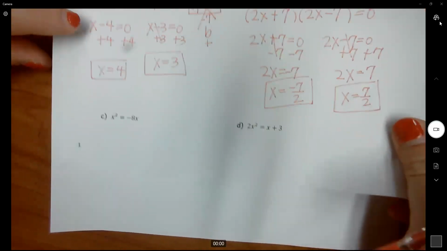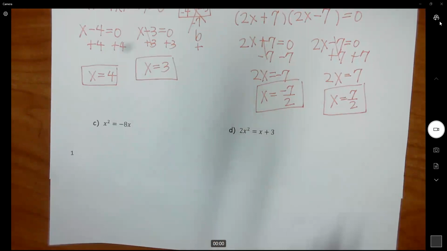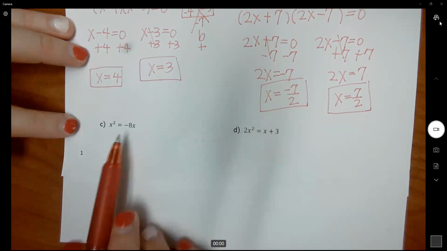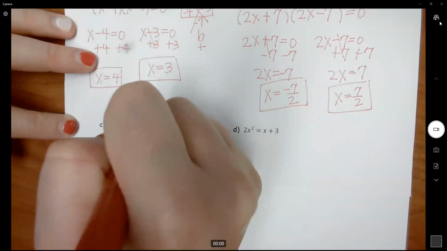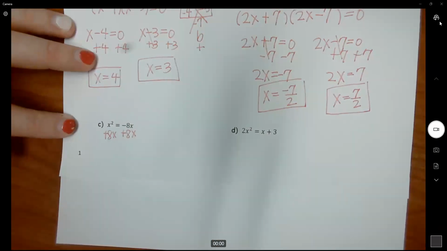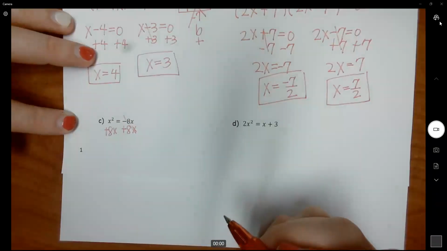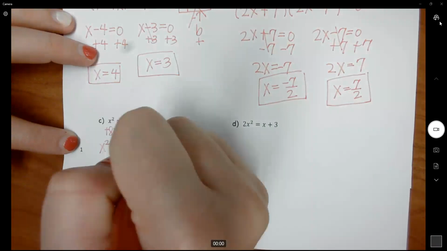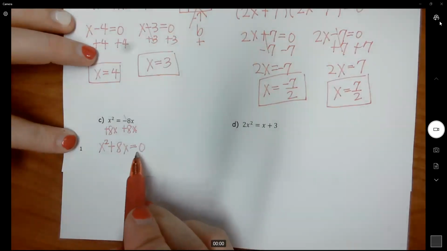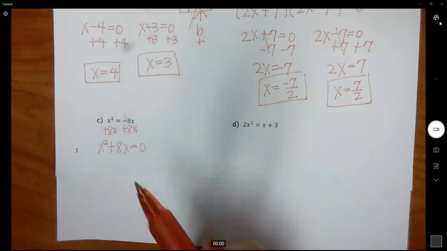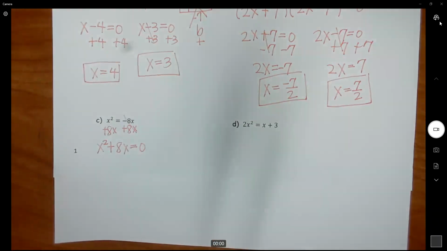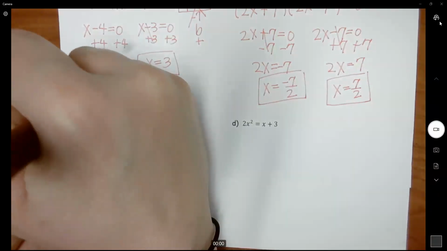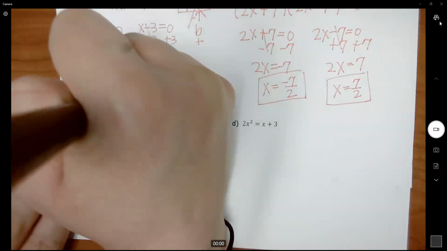Okay, so on C, the first thing you want to look for is that it's in standard form, and this is not in standard form because it does not equal 0. We need to get this to equal 0, and we're going to do that by adding over an 8x to both sides. Here, these are not like terms, so this just becomes x squared plus 8x equals 0. So now this is in standard form. And this one is an example of, we have our ax squared, our bx, but now I have no c term.